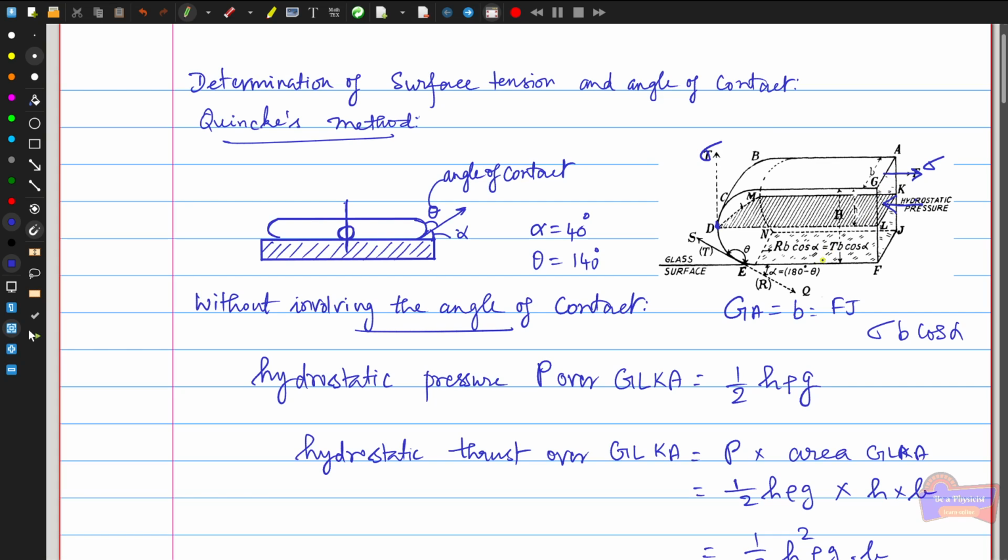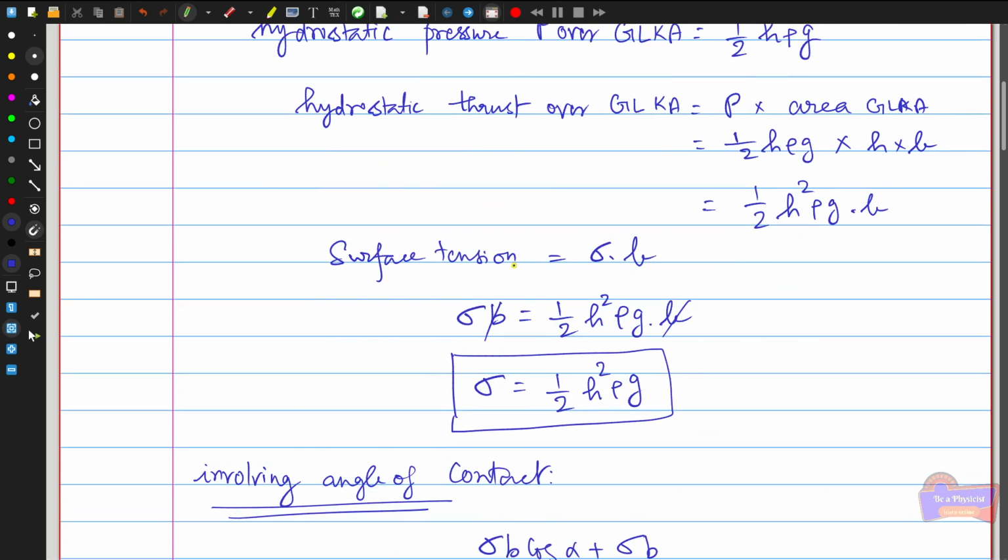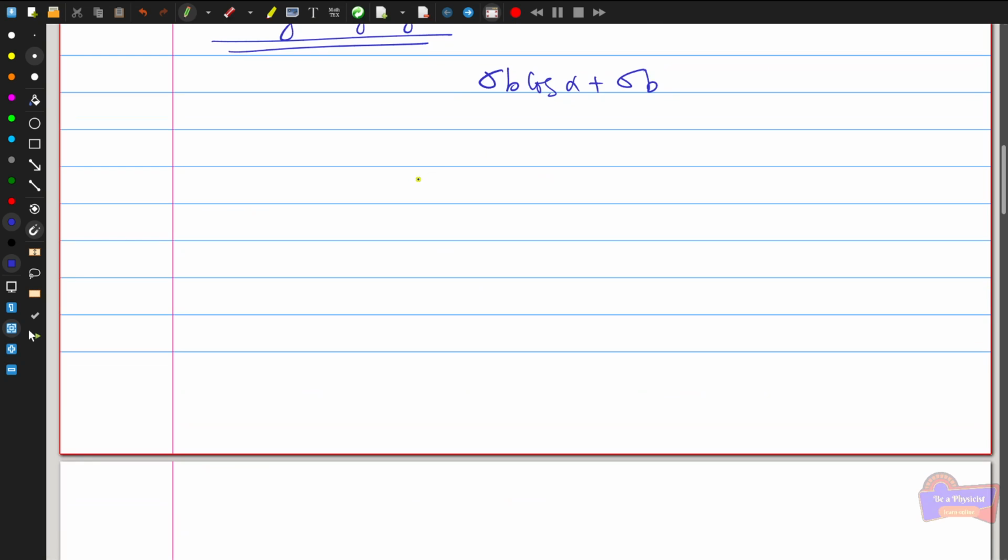So this total surface tension force is opposed by the hydrostatic thrust over the face of GF, J and A. That means the whole surface which we have considered is acting towards the left side, exactly opposite to the surface tension which we have considered now, so that I can equate these two forces, because at the perfect equilibrium of this liquid drop, both the forces acting on the left side as well as the right side are equal in magnitude.